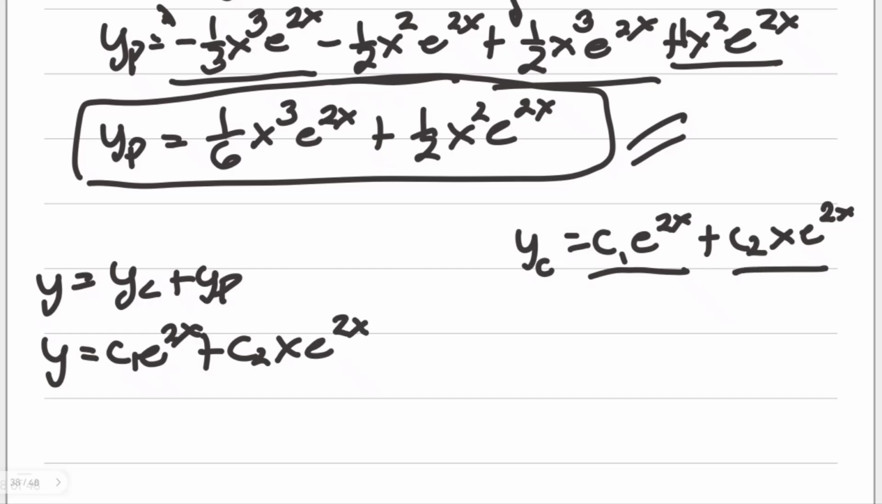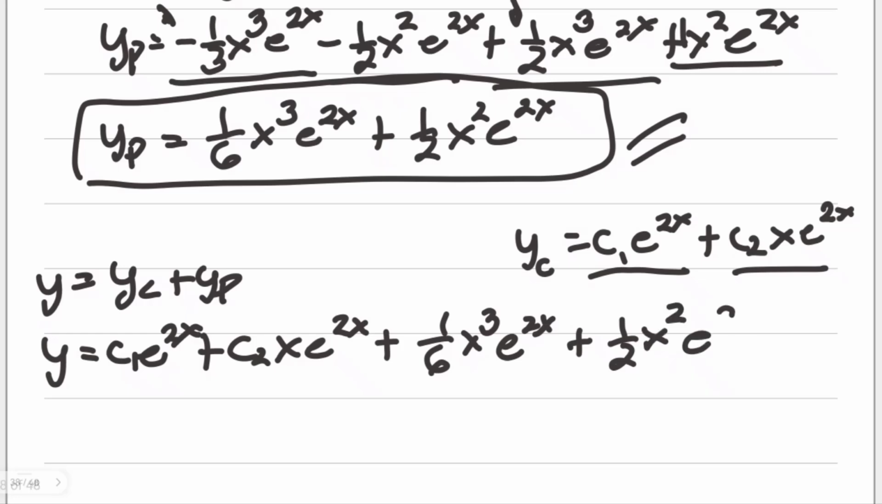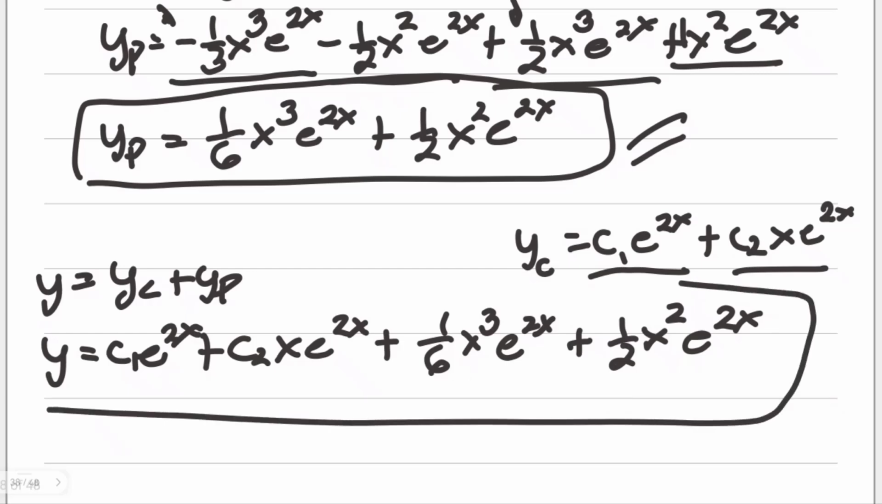Then your y sub p: plus 1/6 x cubed e to the power of 2x plus 1/2 x squared e to the power of 2x. Or if you would like to rearrange these two so that you will have x squared first to arrange the exponents, you may, but to match the previous solution, let's have that. So this is now the bottom line solution of all.